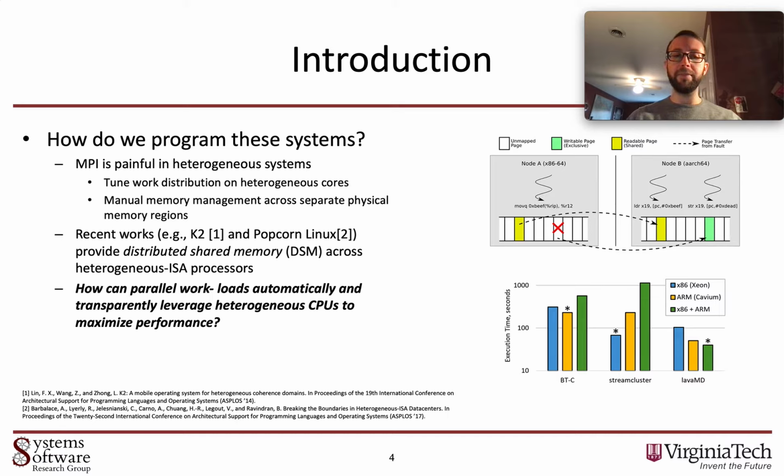So, given a system that automatically allows us to migrate between heterogeneous ISA CPUs, how can parallel workloads automatically and transparently leverage these heterogeneous processing elements to maximize performance? As an example, on the bottom of the right-hand side, we see three separate benchmarks run in three different workload configurations, entirely on x86, entirely on ARM, and using a combination of the two together. So we can see that no single workload configuration is the best across all of these benchmarks. So how do we automatically and transparently leverage these heterogeneous processing elements?